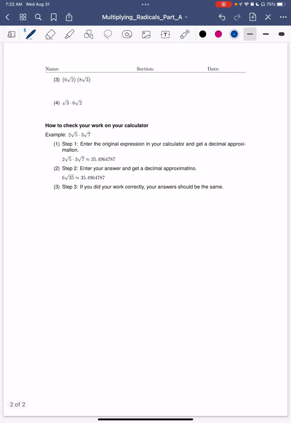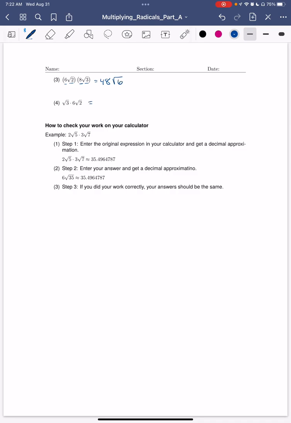Next one, I just wrote the multiplication differently. This still says 6 radical 2 times 8 radical 3. Those parentheses aren't really telling us to do anything. They're not acting as grouping symbols here. They're just acting to tell us that it's multiplication. And we know that because there's nothing really to do inside the parentheses. So, just like last time, I'll do 6 times 8, and that's 48. And radical 2 times radical 3 gives you radical 6.